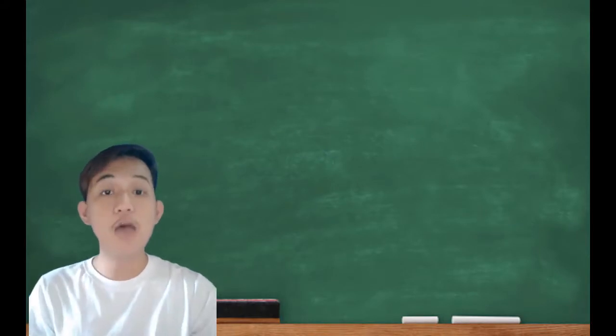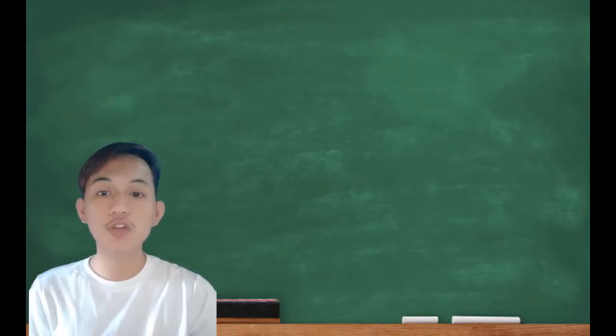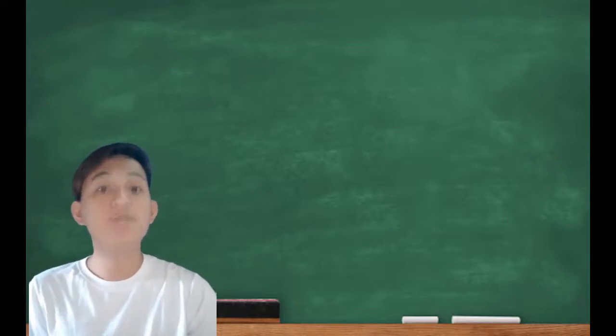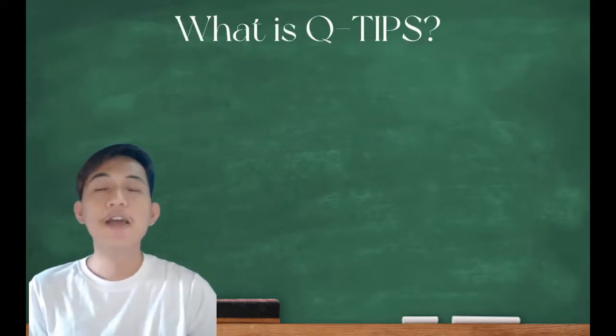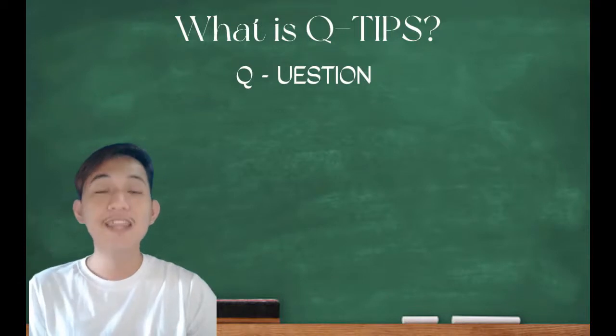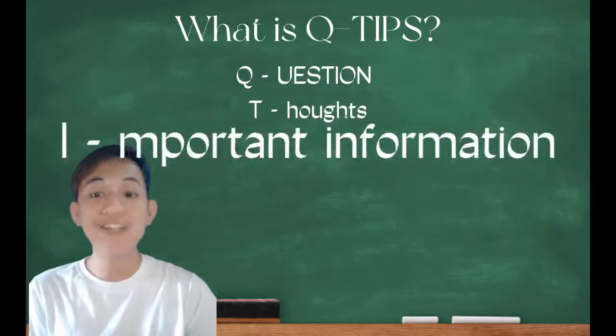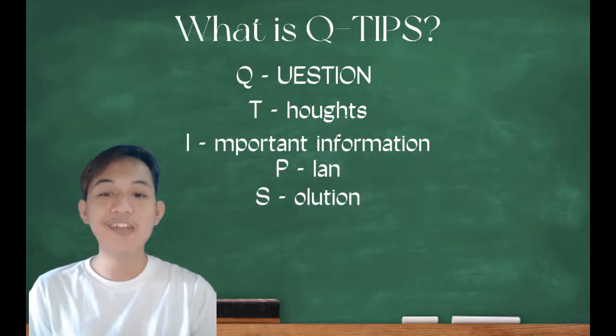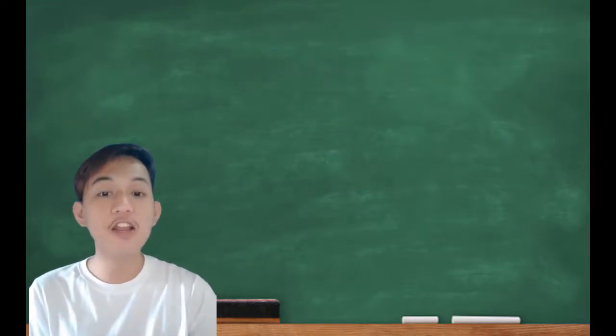In this video, I will be teaching you how to use Q-TIPS to solve real-life problems. Before that, let's give first the meaning of Q-TIPS. Q stands for question, T stands for thoughts, I stands for important information, P stands for plan, and S stands for solution. So here's the real-life problem that we are going to solve.